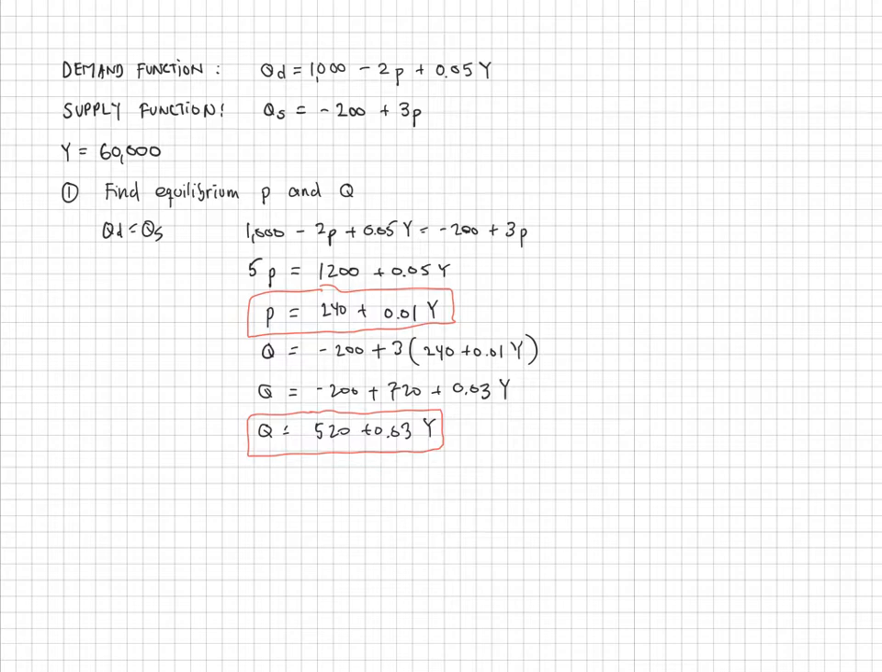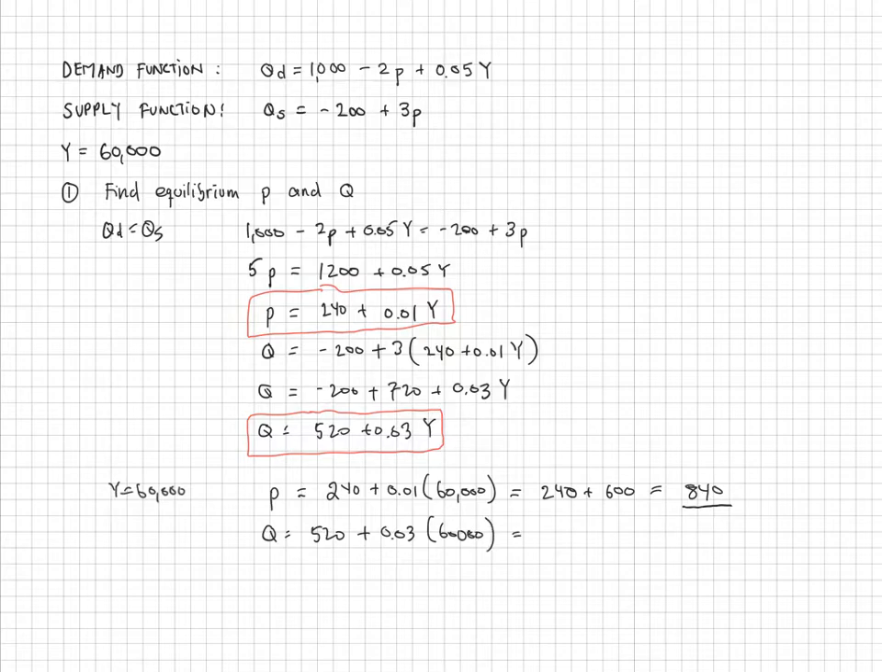But we do know that y is equal to 60,000, so I can plug that in to find the specific values of P and Q. So we have 240 plus 0.01 times 60,000, 240 plus 600. So our equilibrium price will be 840.